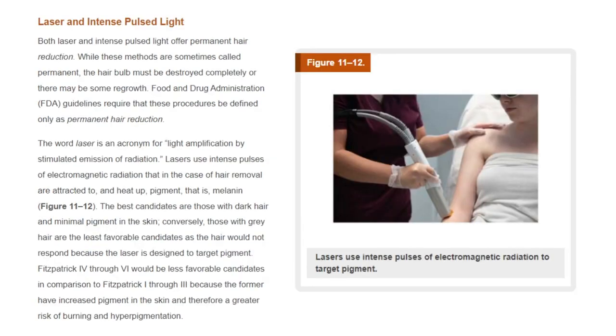Laser and intense pulsed light. Both laser and intense pulsed light offer permanent hair reduction. While these methods are sometimes called permanent, the hair bulb must be destroyed completely or there may be some regrowth. Food and Drug Administration, FDA, guidelines require that these procedures be defined only as permanent hair reduction.